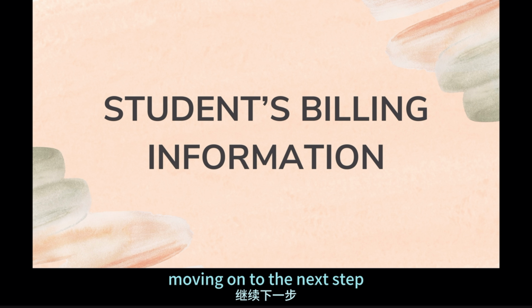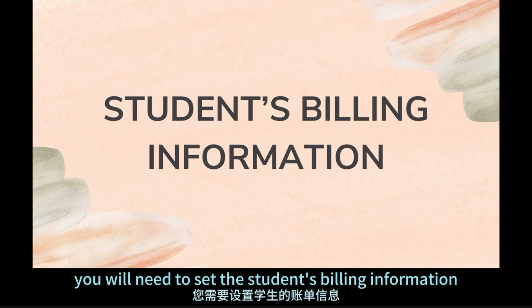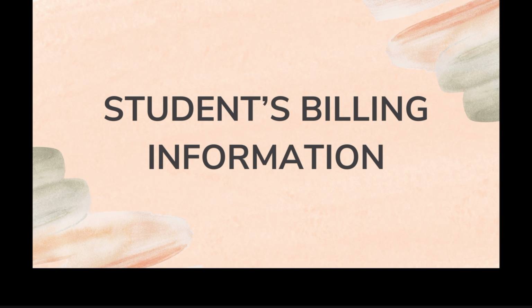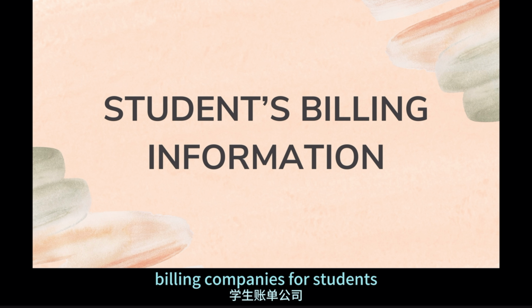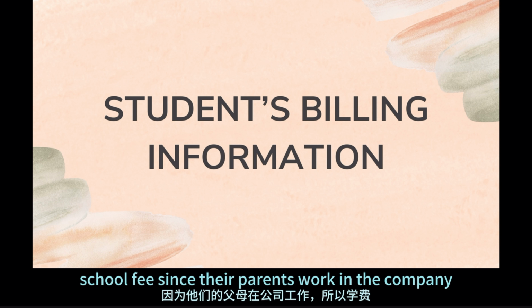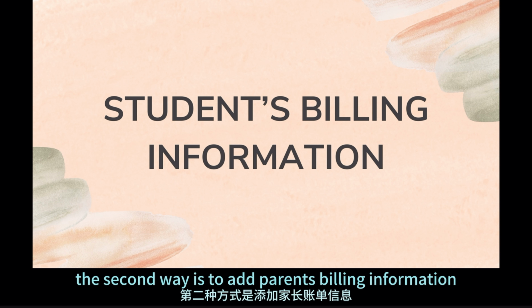Moving on to the next step, you will need to set the student's billing information. In order to set the student's billing information, the kindergarten can create billing companies for students, as some of the companies will pay for the student's school fee since their parents work in the company. The second way is to add parents' billing information.